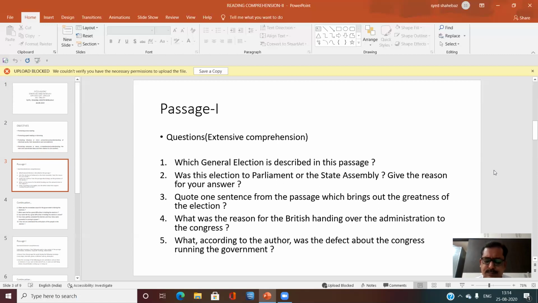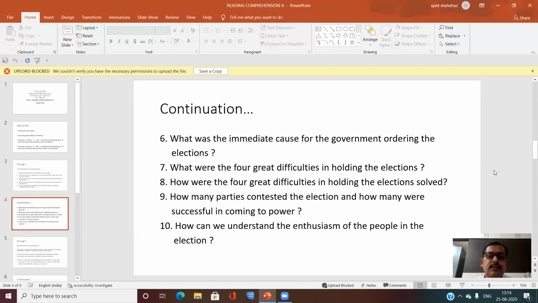Then, sixth question. What was the immediate cause for the government ordering the elections? The critics leveled strong criticism against the government. That's why they conducted the election.